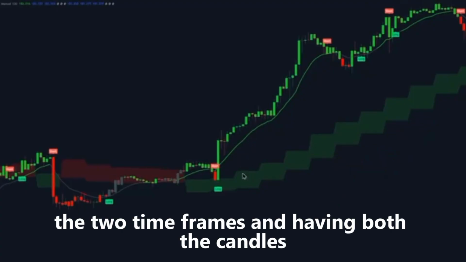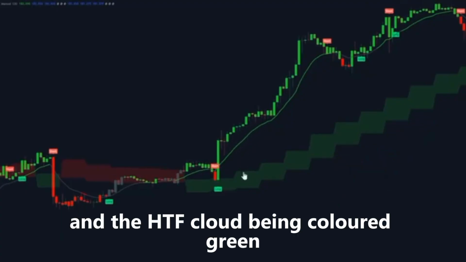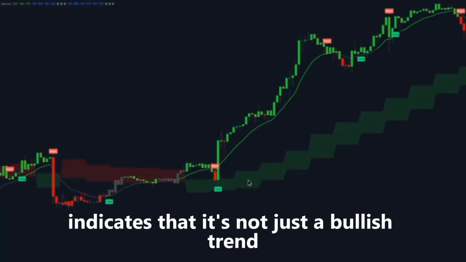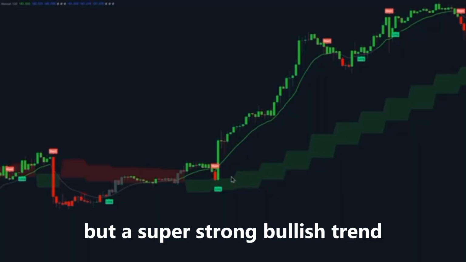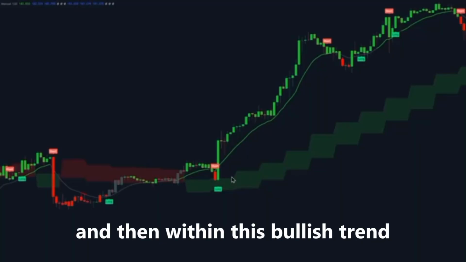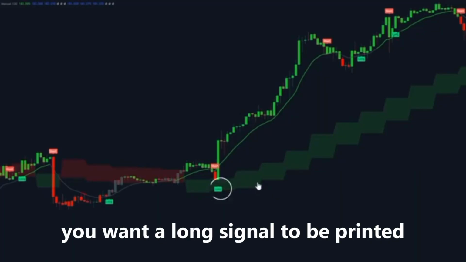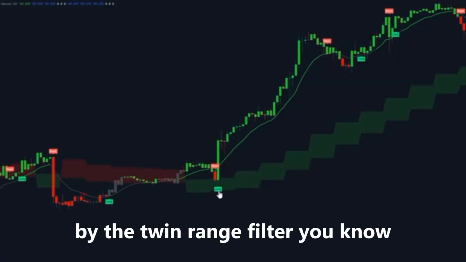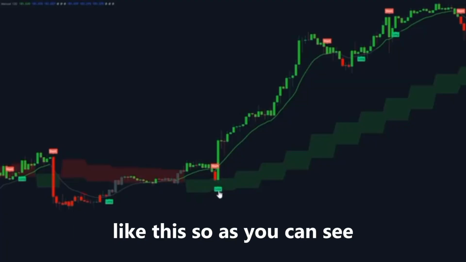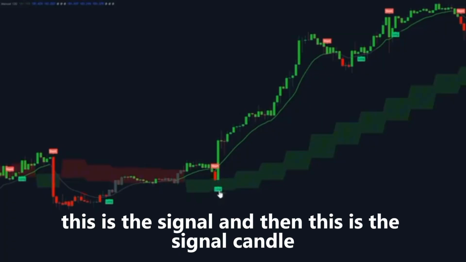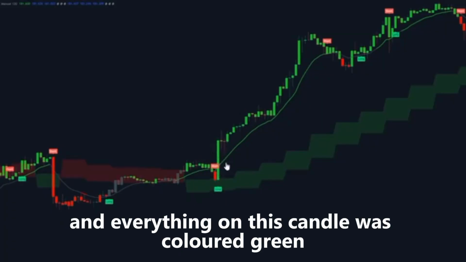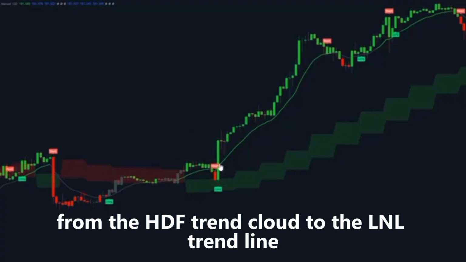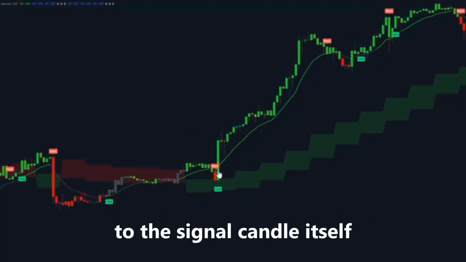And having both the candles, the LNL trend line, and the HTF cloud being colored green indicates that it's not just a bullish trend, but a super strong bullish trend. And then within this bullish trend, you want a long signal to be printed by the Twin Range Filter, like this. So as you can see, this is the signal, and then this is the signal candle, and everything on this candle was colored green, from the HTF trend cloud to the LNL trend line to the signal candle itself.